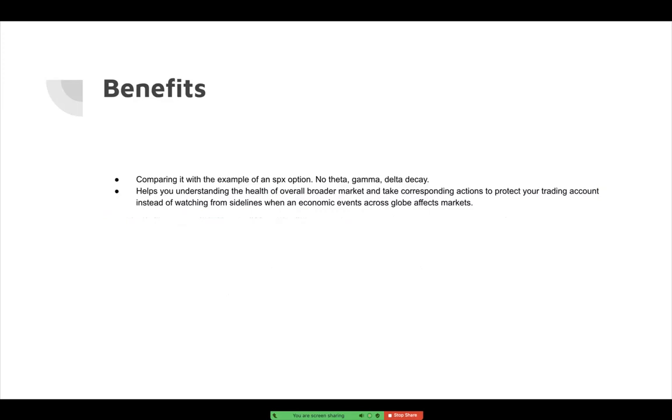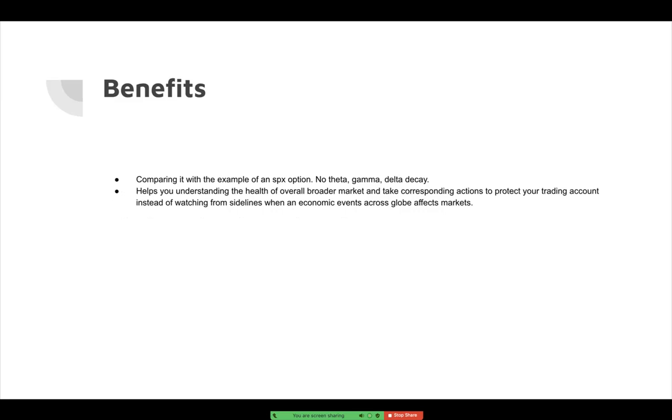Then what are the benefits of trading the futures contract? Compare it with a regular SPX option. If you are familiar with options, they involve a lot of other parameters like theta, gamma, and delta that affect the actual option price. But for ES futures, it's simple: based on the dollar and tick increments, the value is incremented or decremented. It does not involve any of the decay that options have.